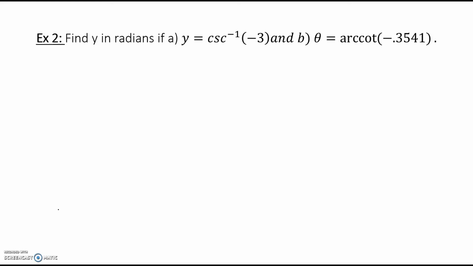Okay, so now we want to look at some examples that require you to use the calculator. So we want to find y in radians if y is equal to inverse cosecant of -3, and also arc cotangent of -0.3541. Now, we know we will have to use a calculator on these because we don't know from our special angles where the cosecant is -3, and we definitely don't know from our special angles where the cotangent is negative 0.3541. So I'm going to show you how to plug these in the calculator, okay?